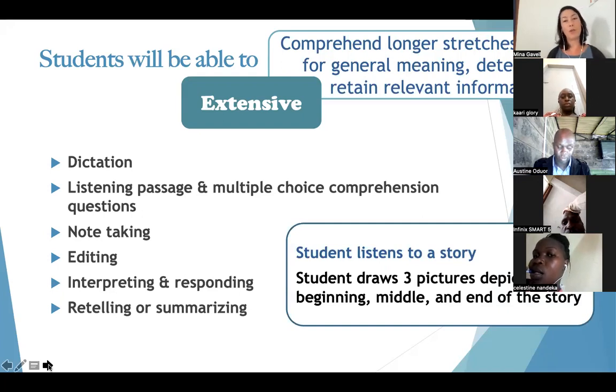So for example, students listen to a story and they have to draw 3 pictures. One shows what happens in the beginning of the story, the middle, and the end of the story. This would show that they were able to listen, determine the important information, and then relay it in a way that didn't require language. So if their language level wasn't high enough for them to speak or to write. So it might be more fun.